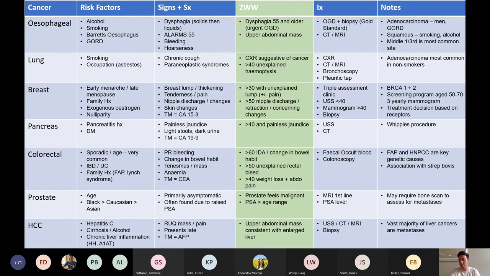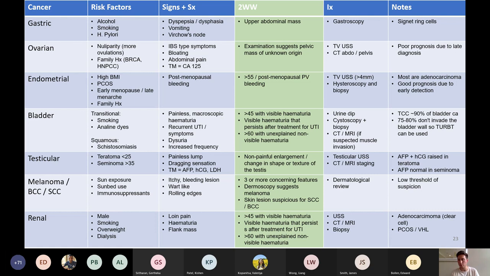This is some slightly rarer cancers, but again, I've included them here.